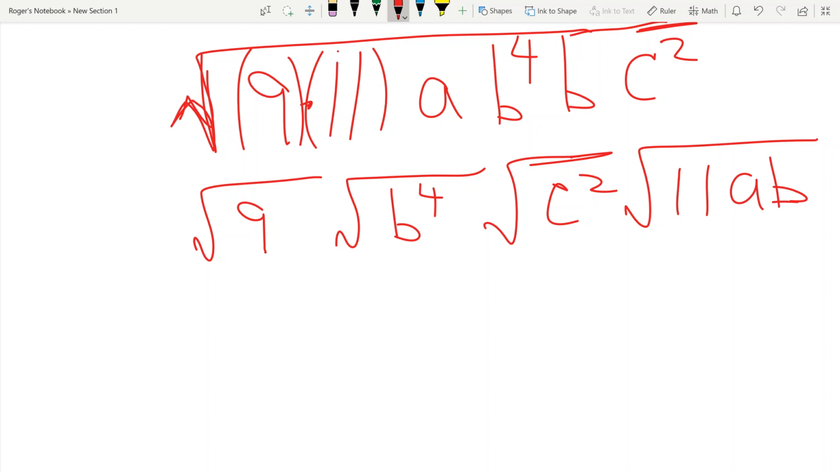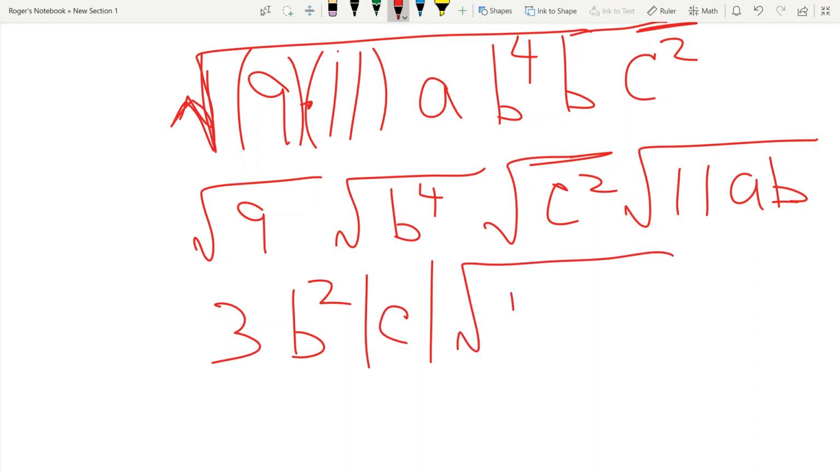So what is the square root of 9? 3. What's the square root of b to the 4th? b squared. And what is the square root of c squared? You remember the square root of c squared? Here's where maybe it gets just a little tricky. You got to remember the rule. Square root of c squared was the absolute value of c, all times the square root of 11ab. So there is our simplified expression.